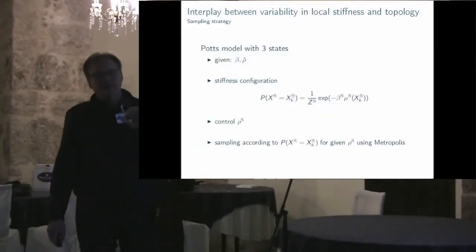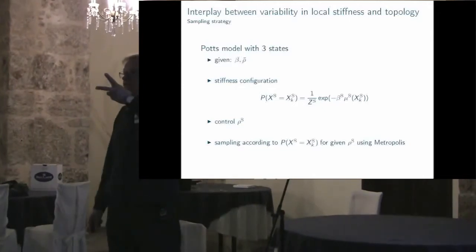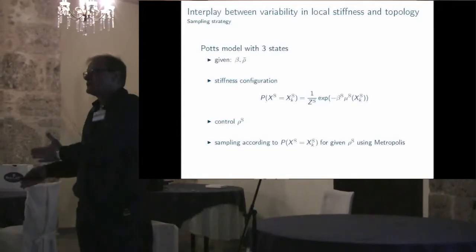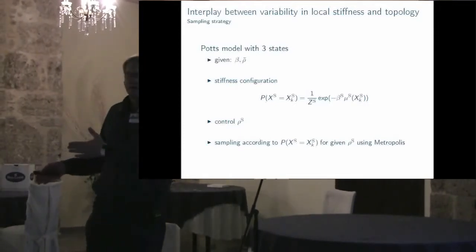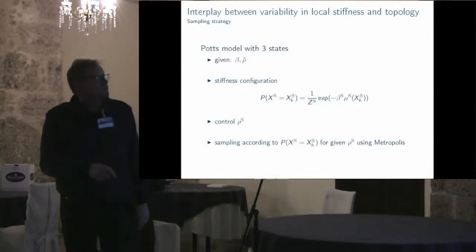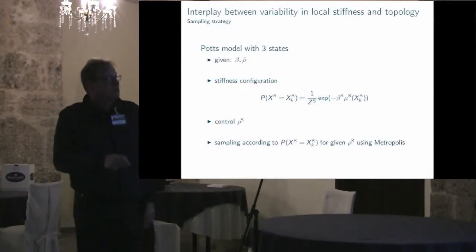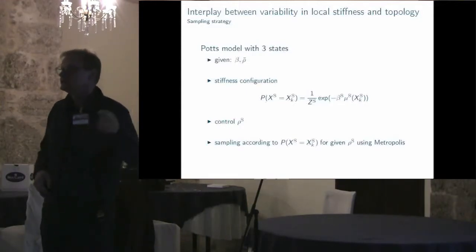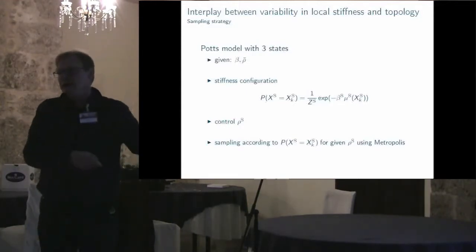Now, in the Ising model we only have two states. Here we have three, but there is already a model in physics which accounts for that. This is the so-called Potts model for three states. The methodology we apply to sample our configurations according to our characteristics is more or less the same.